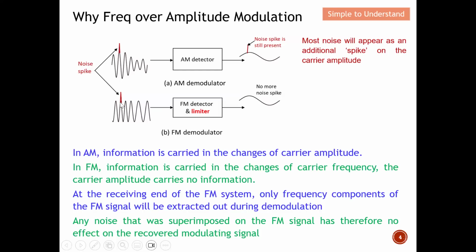So basically, when the noise adds on to the amplitude, it will not have any effect on the frequency. Hence, any noise that is superimposed on the FM signal will not have any effect on the recovered modulating signal. So this is the key reason why frequency modulation dominates over amplitude modulation.